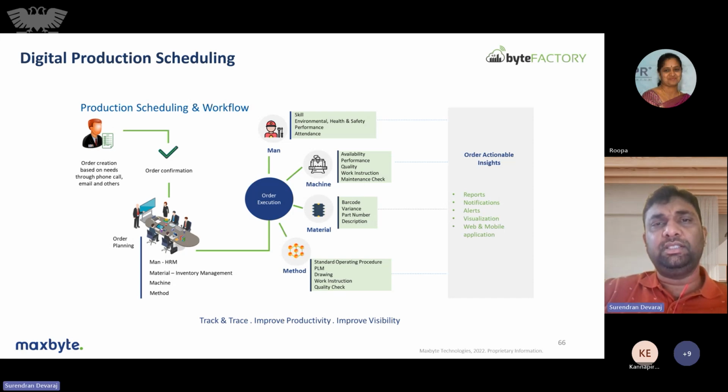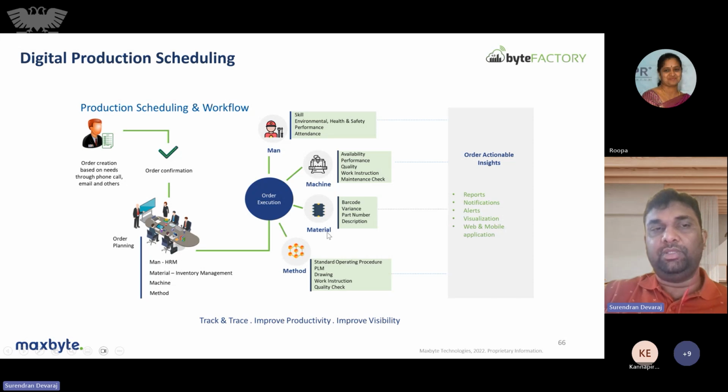So first is the digital production scheduling. How the planning and scheduling of the complete process operation in terms of man, machine, material, and method can be digitized is one of the key areas here. In terms of man, how the skill level can be mapped, how their environment, health and safety index can be brought into the system, how the performance can be monitored, even how the attendance can be monitored. In terms of machine, availability, performance, quality, maintenance checks.